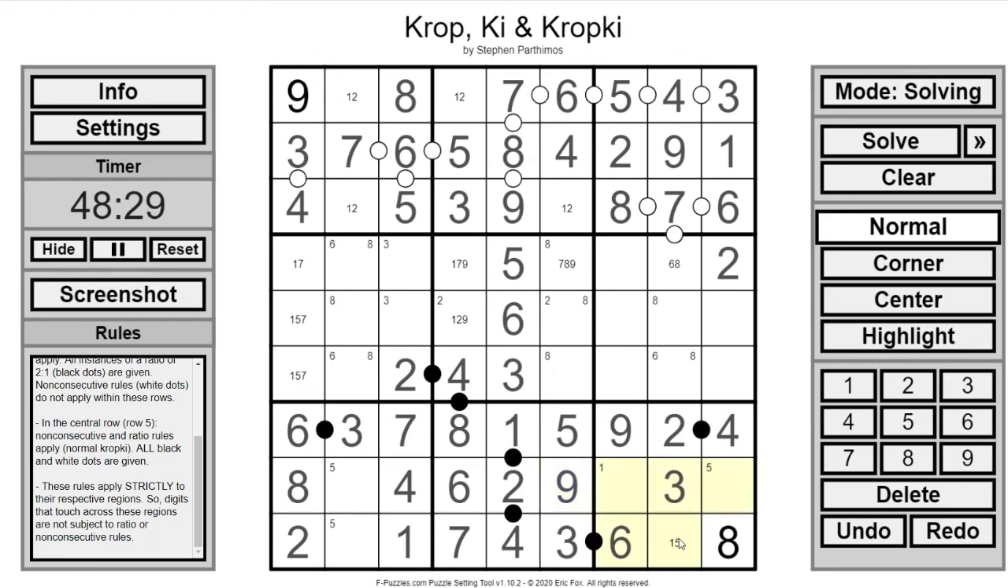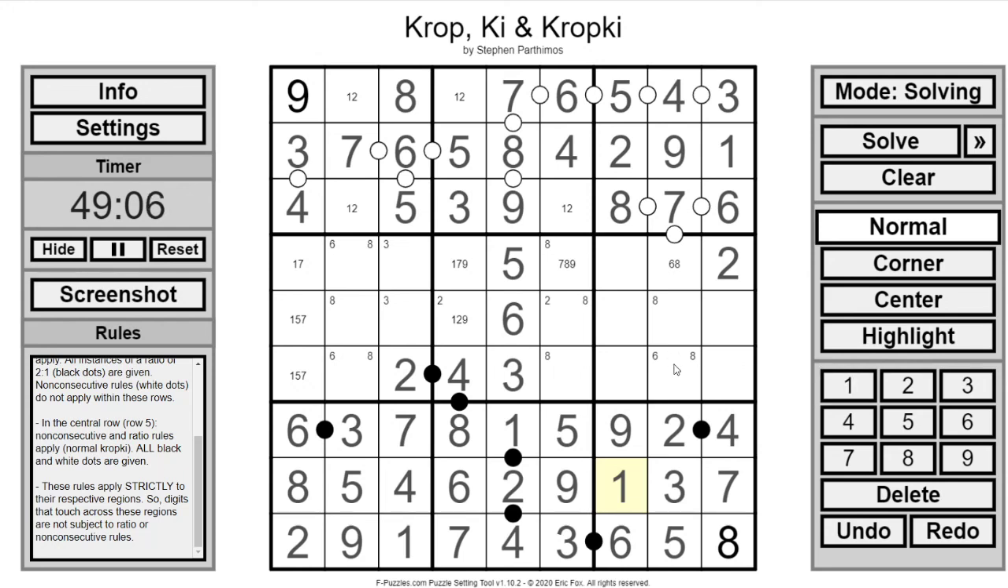Now we got 1, 5, 7 left. This is 1, 2, 3, 4, 5, 6, 7, 8, 9. So this must be a 9. That's a 5. That's a 5. These are a 1, 7 pair. And the 1 sorts it out. That's the 7. That's the 1.